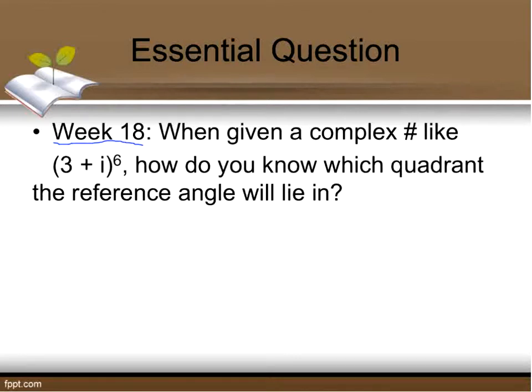Today's essential question, we are in week 18, and it says, when given a complex number like 3 plus i to the 6th power, how do you know which quadrant the reference angle will lie in? Because in order for us to take this complex number and change it to polar and then change it to rectangular coordinates, we have to be able to know what angle we're talking about here. So we'll be talking about how you know a little bit later on today.